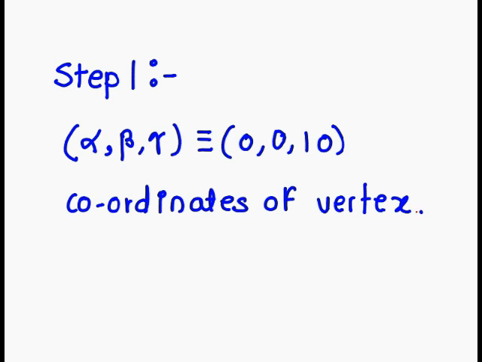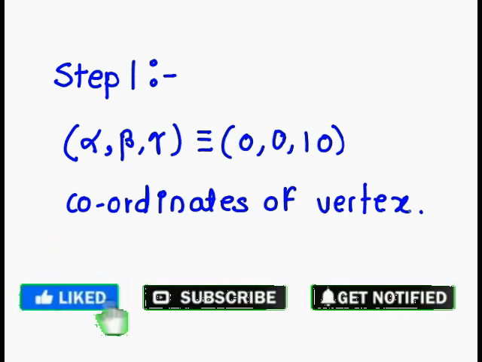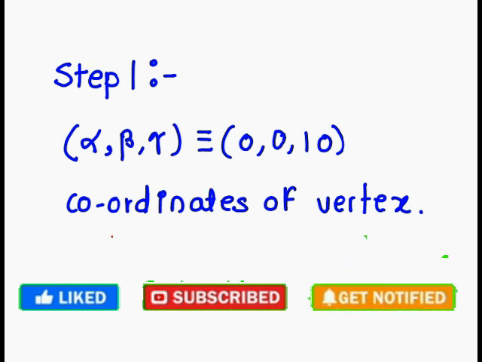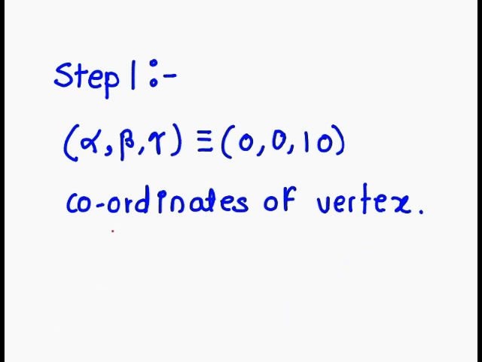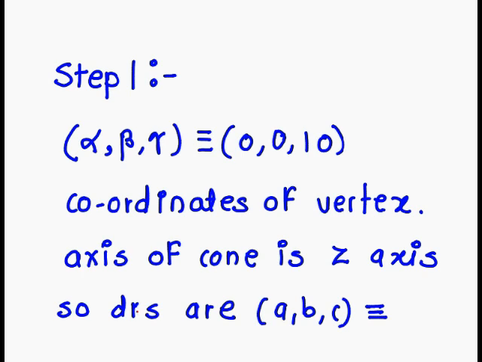One more thing, indirectly it is given that the axis of the cone is the z-axis. So obviously the DRs of the z-axis are 0, 0, 1, which we already studied in the prerequisite section. So the DRs of the axis, a, b, c, are 0, 0, 1. If you understood the prerequisite, please comment below what the DRs of this particular z-axis are. Yes, you are correct. The DRs are 0, 0, 1.